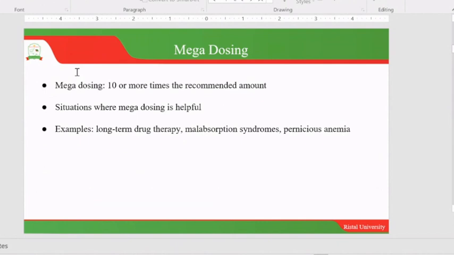So here we are going to understand what we mean by mega dosing, and we are saying here we are looking at 10 or more times the recommended amount. And here there are some situations where this mega dosing of vitamins is essential, but sometimes it could become a disaster if it is not properly managed. Examples, you're looking at long-term drug therapy and also malabsorption symptoms, things to do with pernicious anemia.